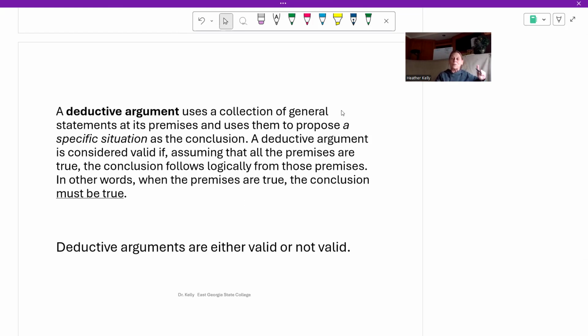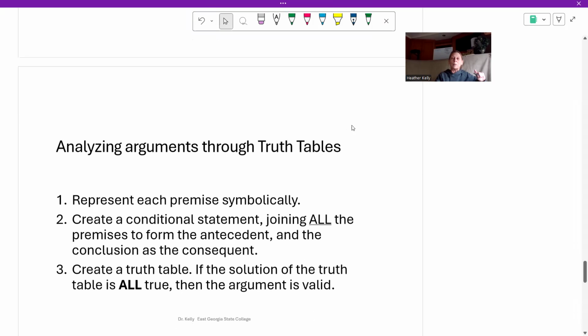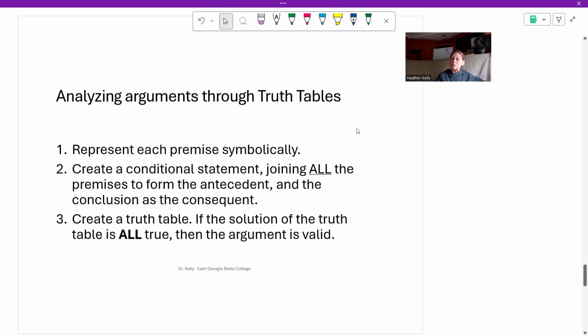And here's where the truth tables are going to come in. We're going to analyze our arguments using truth tables. The reason you do this is it strips out all the emotion, all the opinion, all of the ego. You get down to the literal math of it. Okay, and so how do we do that? The first thing we do is we represent each premise symbolically. And then we're going to create a conditional statement joining all of the premises to form the antecedent, the P part. Okay.